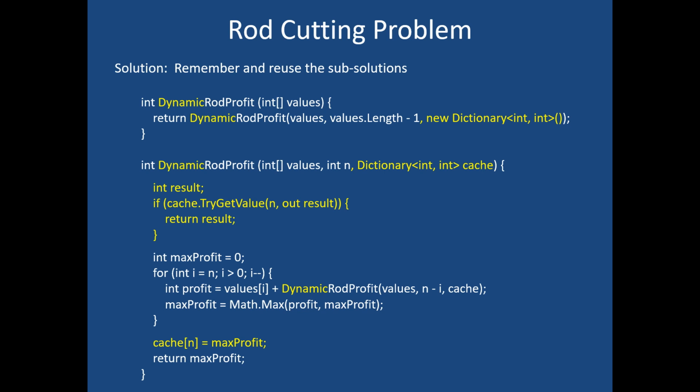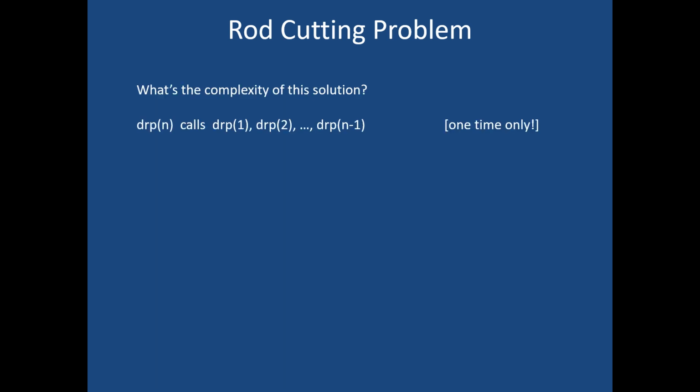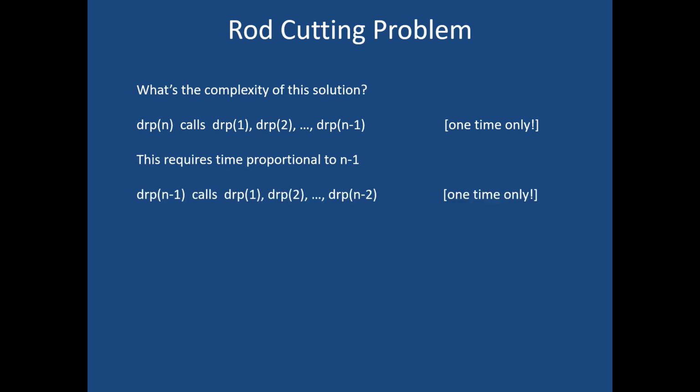So let's think about it. So dynamic rod profit makes those recursive calls. So those 30 recursive calls, let's say. Okay? So those calls are going to take time proportional to n minus 1, just the calls themselves. Okay? What happens when DRP of n minus 1 runs?